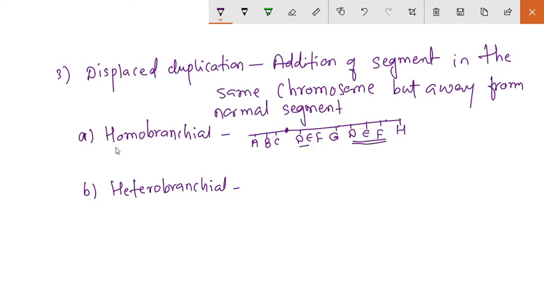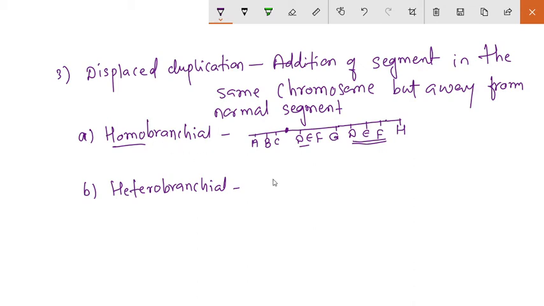Okay, but it is known as the homobranchial because this duplicated part is at the same side. It is at the same side of the centromere. म्हणजे हा जो सेंट्रोमियर आहे, तर सेंट्रोमियरची suppose ही आपण डावी बाजू म्हणली, ही आपण उजवी बाजू म्हणलं, तर उजव्या बाजूला DEF असल्यामुळे तो परत डुप्लिकेटेड पार्ट हा परत उजव्या बाजूलाच आलेला आहे, डाव्या बाजूला आलेला नाही. Okay, so it is towards the right side, not towards the left side. Okay, it is at the same side, so it is the homobranchial.